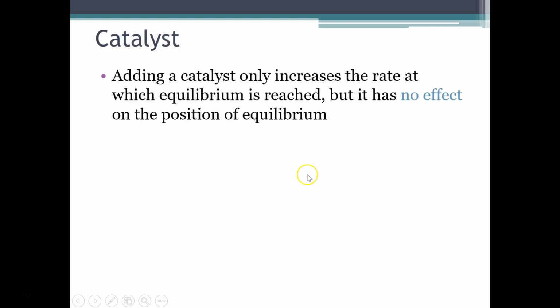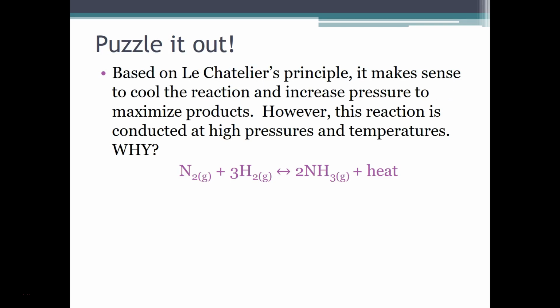All right, so adding a catalyst. Catalysts only increase the rate of a reaction by lowering the activation energy. So adding a catalyst lowers the activation energy for the forward and reverse reactions equally. So adding a catalyst won't have an effect on the position of equilibrium, but it will help the system get to equilibrium faster. Alright, sorry about the jump there if there was one.